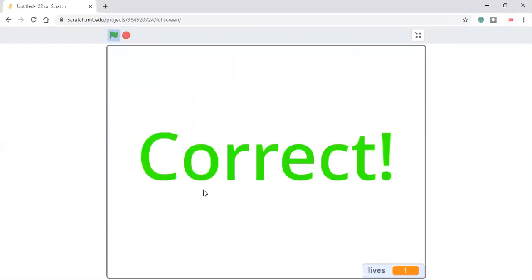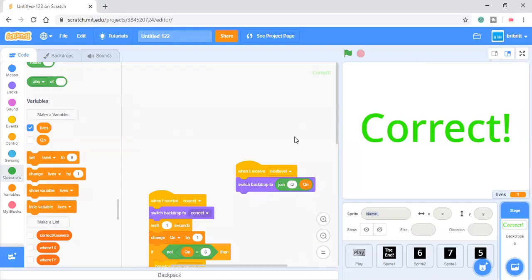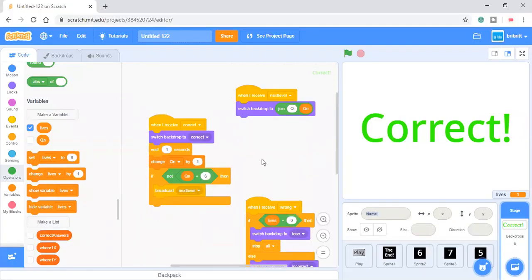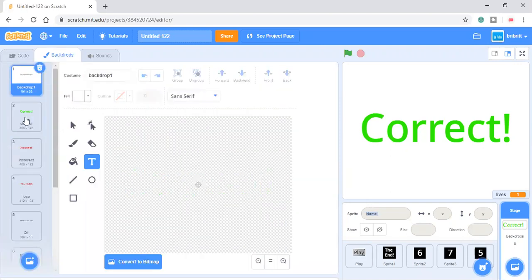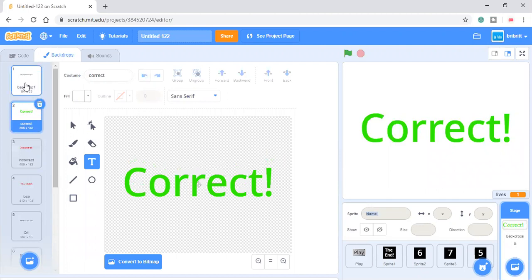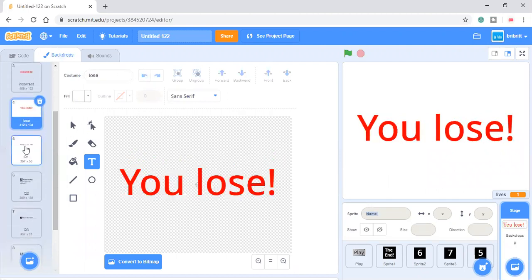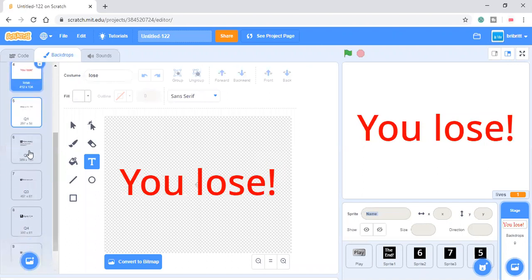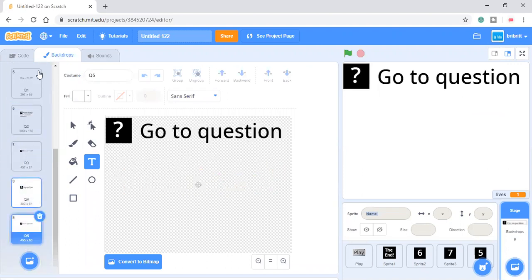All right, technically it's the end. This quiz was quite short. So this is the editor. So we'll have, when I receive next level, switch backdrop to question number QN. So we have all these backdrops: backdrop one, correct, incorrect, you lose, question one, question two, blah, blah, blah, question five.